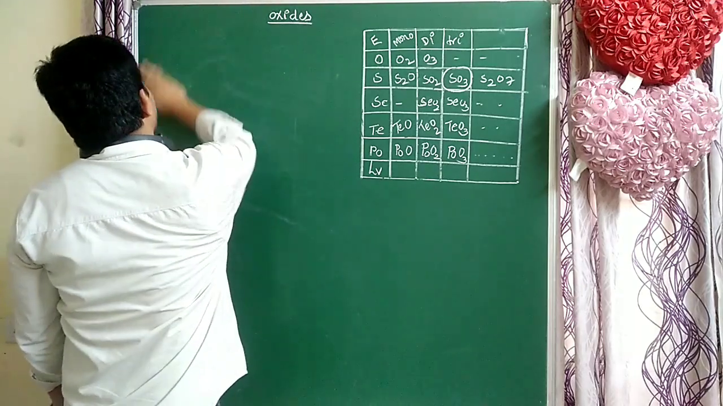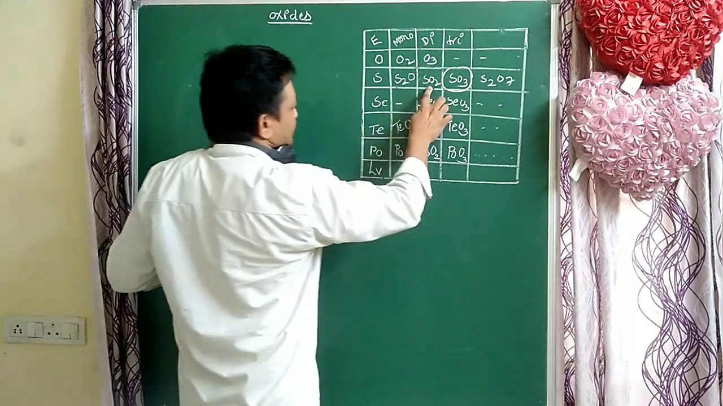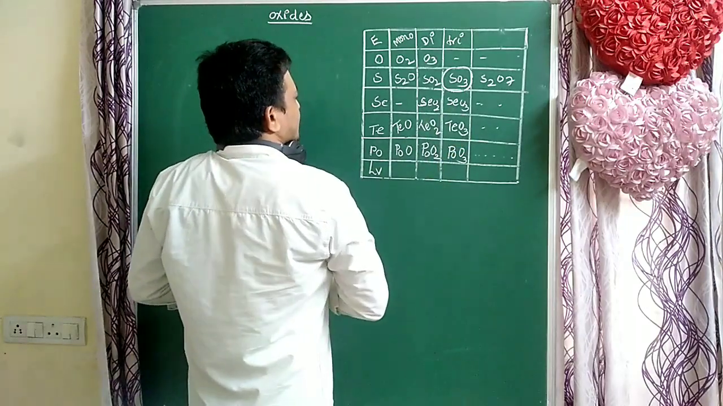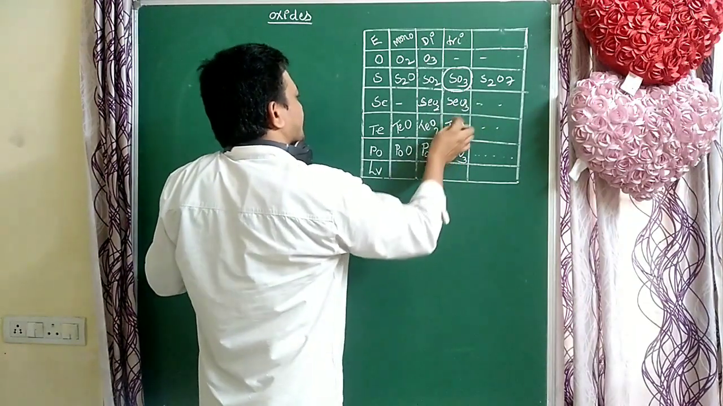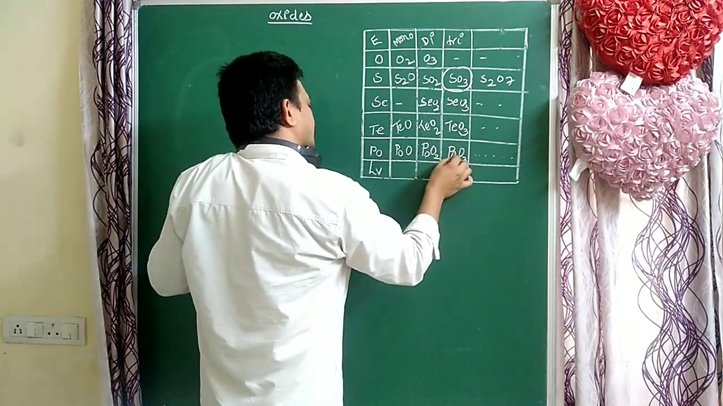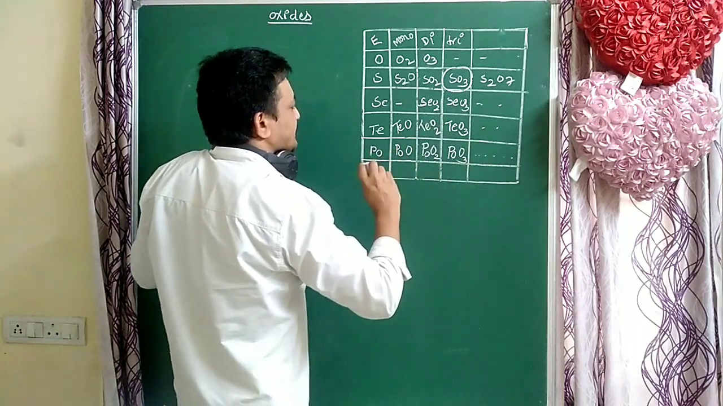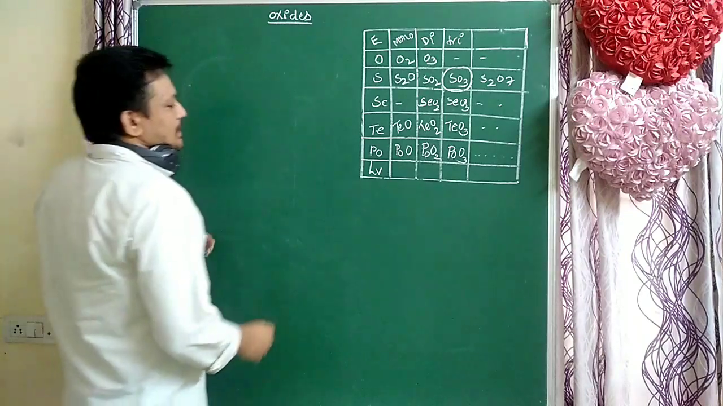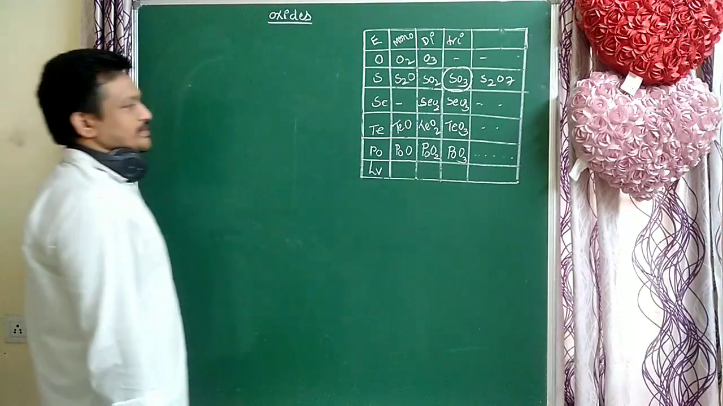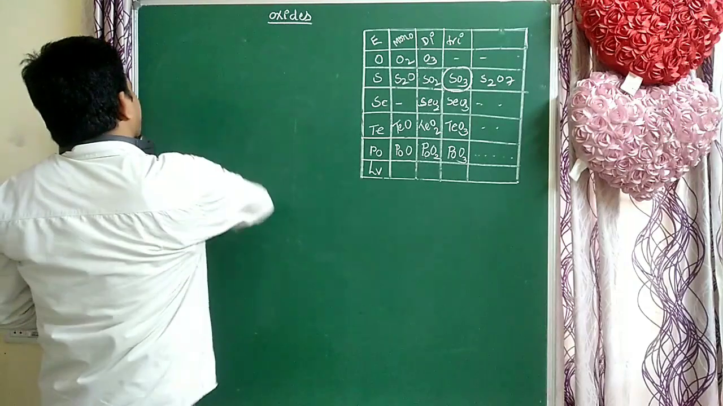Dioxides are more stable when compared to the trioxide for a particular element. So SO2 is more stable than SO3, SiO2 is more stable than SiO3, TiO2 is more stable than TiO3, PoO2 is more stable than PoO3. PoO3 is a very unstable compound, it does not exist. Here, livermorium, we don't know the oxides of that element. It is a radioactive, newly discovered element.